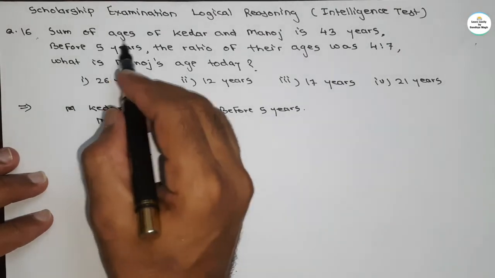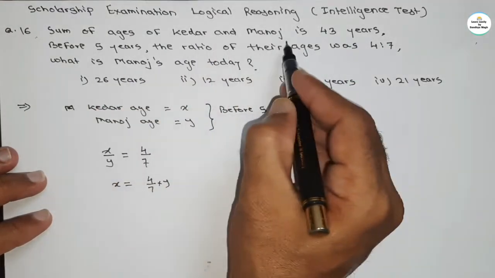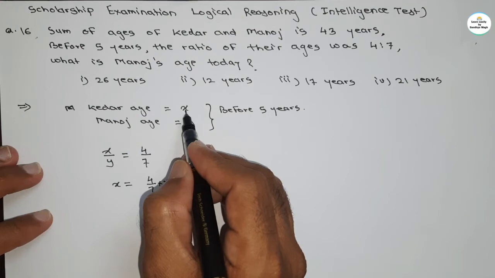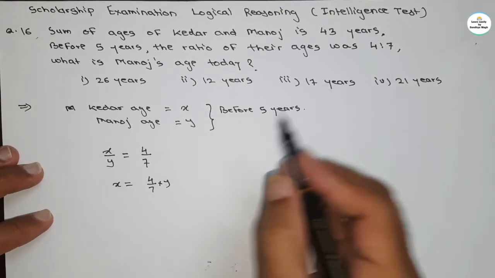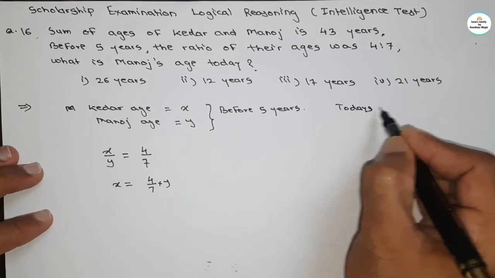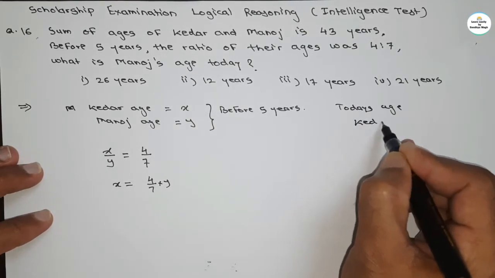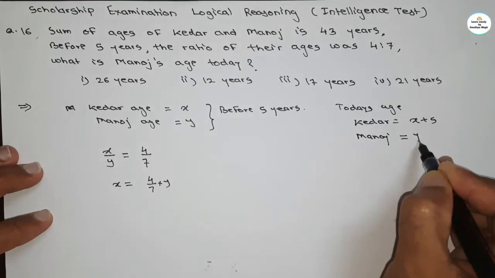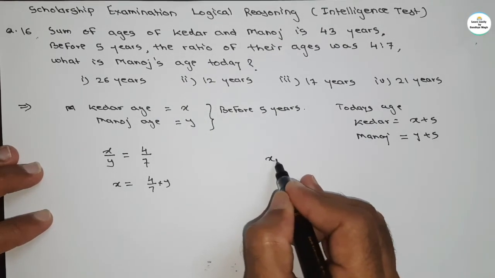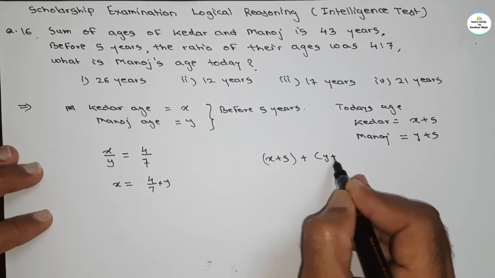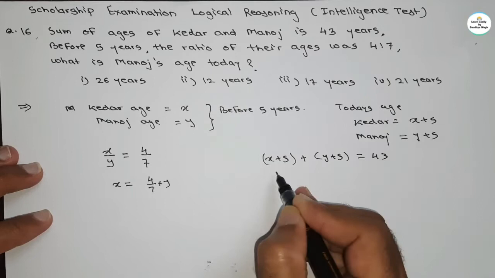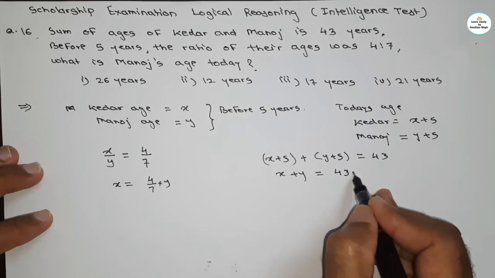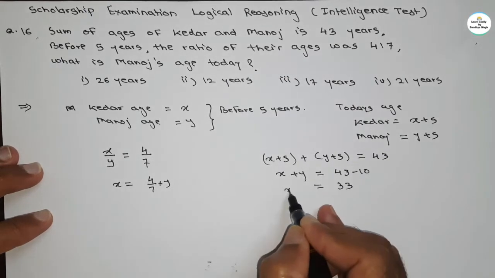Also, the sum of the ages of Kedar and Manoj is 43 years, but that is today's age. So we have considered X and Y as ages before 5 years. So today's age of Kedar is X plus 5 and Manoj is Y plus 5. So if we add this, X plus 5 plus Y plus 5, that will be 43. That is X plus Y, transfer this 5 and 5, that is 10, equal to 43 minus 10, that is equal to 33. X plus Y equal to 33.